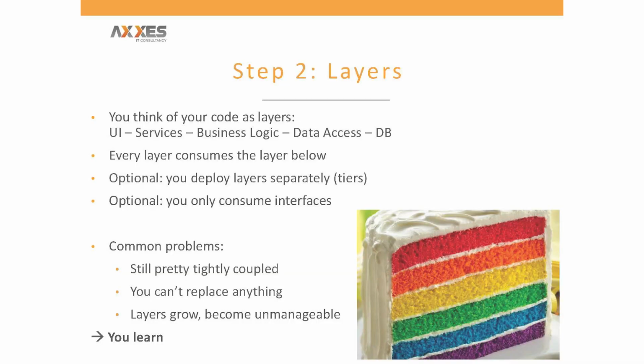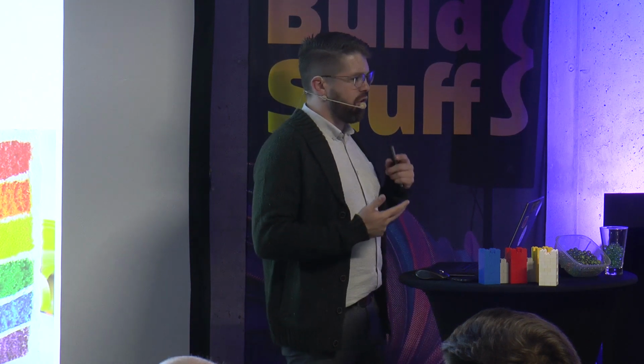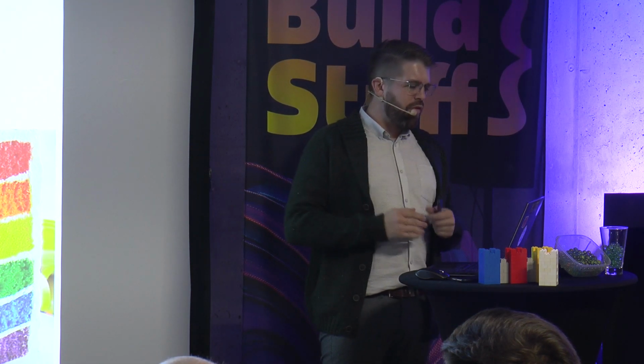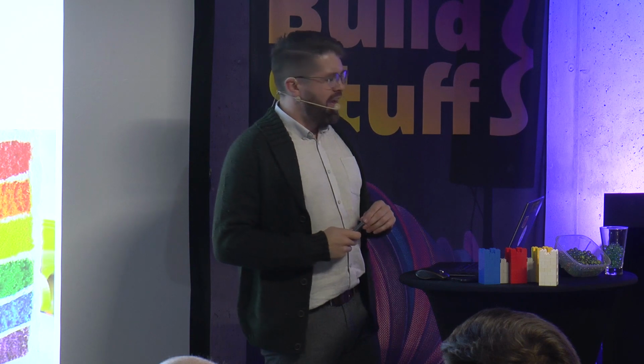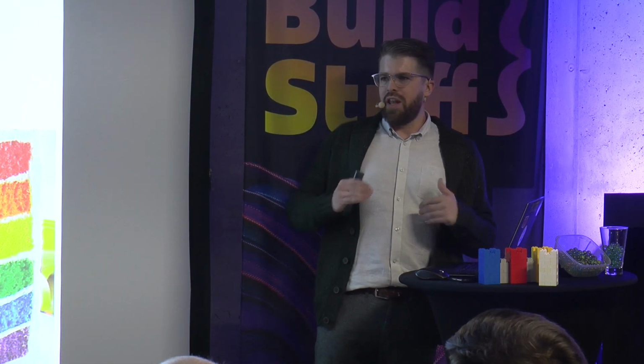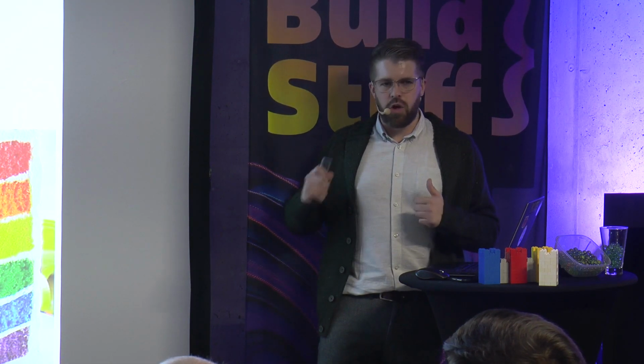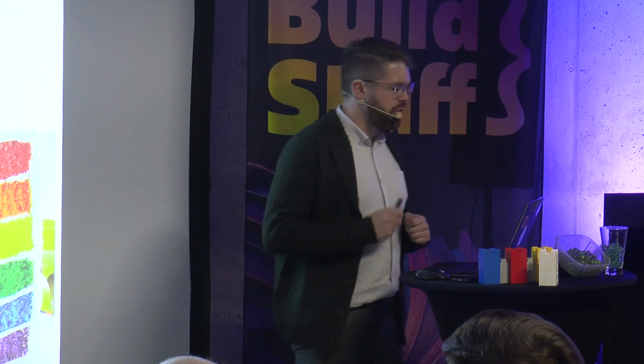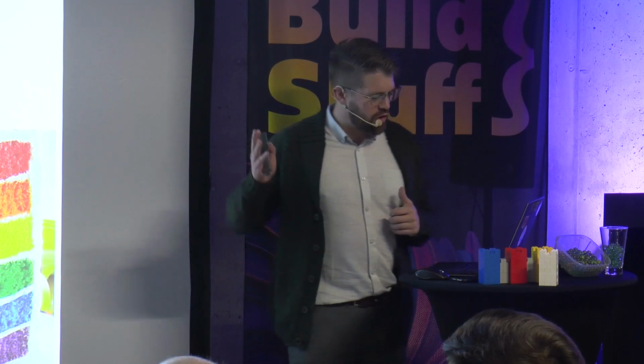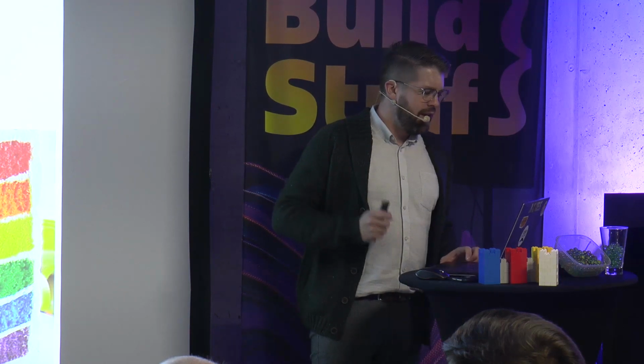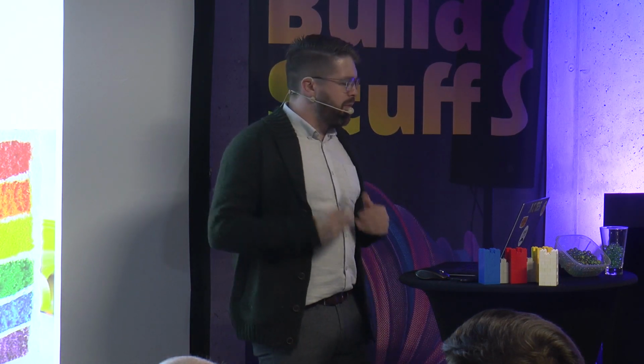So what you start doing is you start doing layers. You think about your UI being on top, your database being on the bottom. You write some data access code and some business logic and some service layer, and you build everything in nice little layers. And every layer consumes the layer below it. Very unlike consuming cake, because there you will consume all the layers at once. That's just yummy. You just want to dive into that. But in your software, you want to keep it nice and tidy.